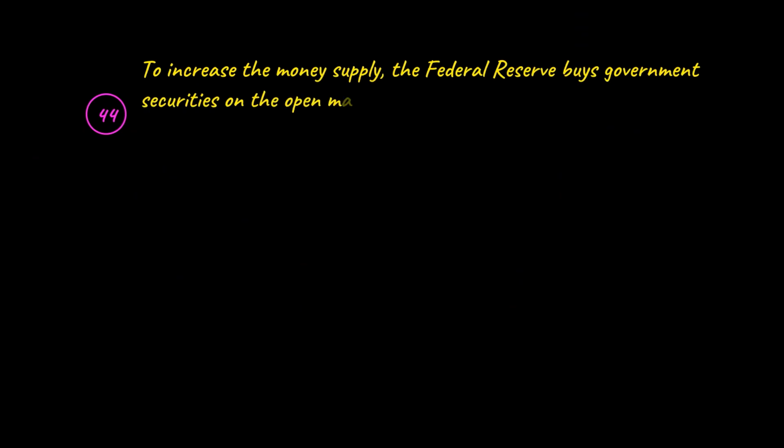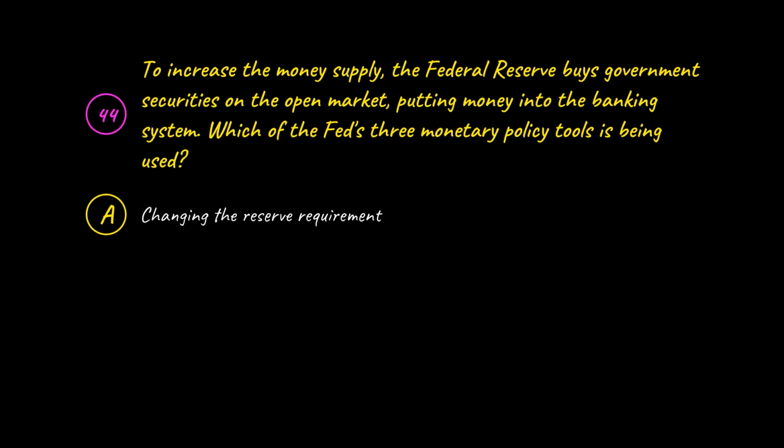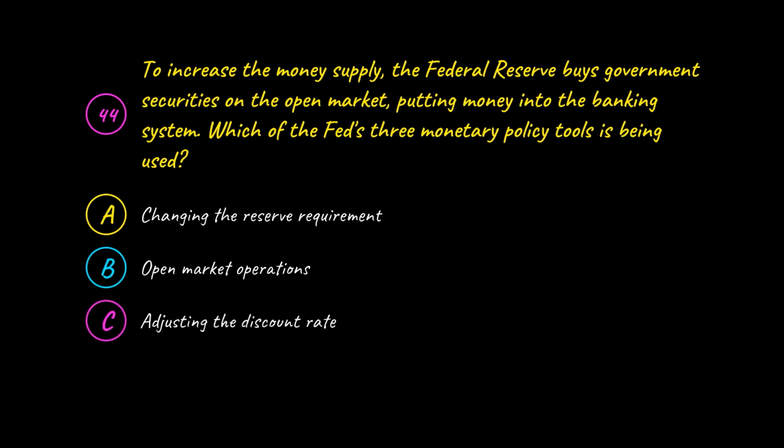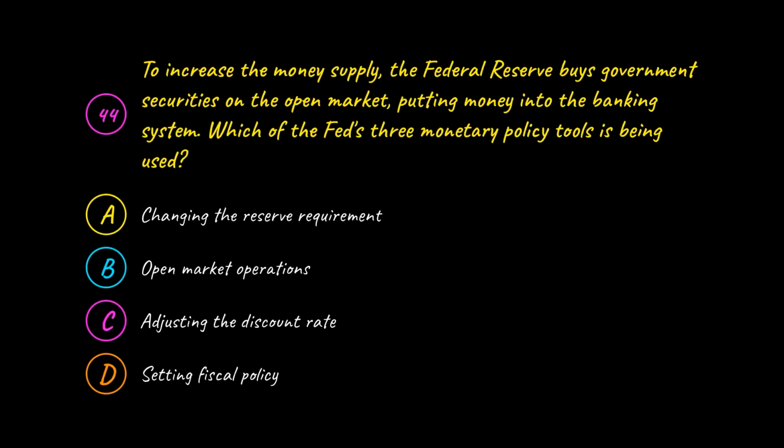Question 44. To increase the money supply, the Federal Reserve buys government securities on the open market, putting money into the banking system. Which of the Fed's 3 monetary policy tools is being used? Your options are A. Changing the reserve requirement, B. Open market operations, C. Adjusting the discount rate, D. Setting fiscal policy. What's your answer? Commit to one before I continue.